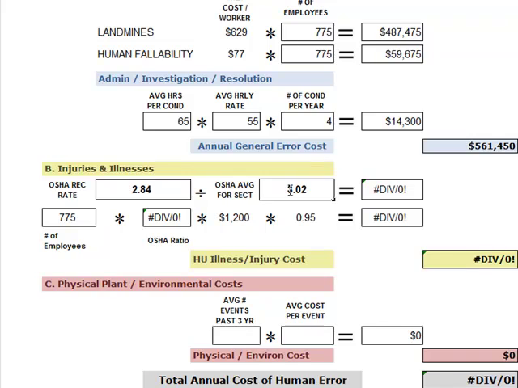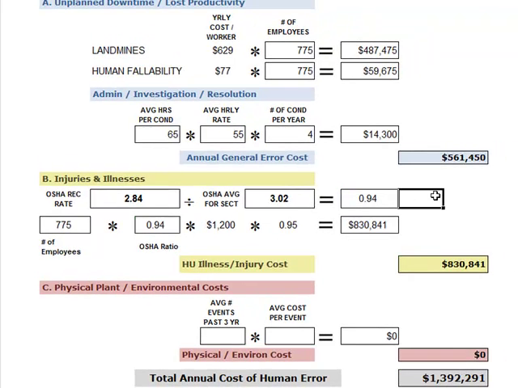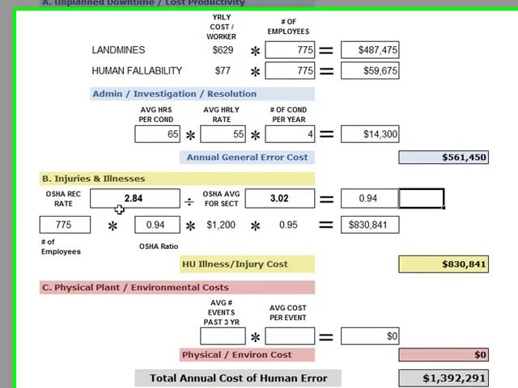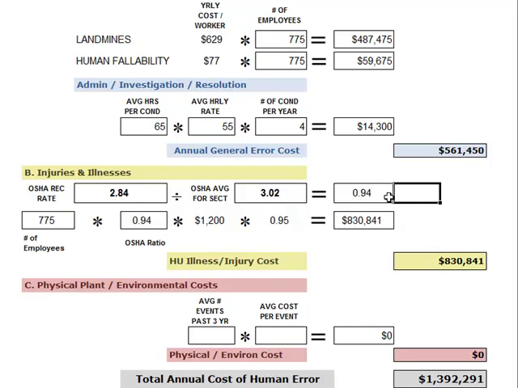And they publish these numbers for every sector that there is. So we do that, we come up with a ratio. Now this ratio here, in this case 0.94, is how you are doing relative to the average for your sector. In this case, you're a little better than the sector, so this comes out less than 1.0. If your numbers are higher than the sector, obviously that's going to come up with a number greater than 1. Now that becomes important down in the next line.